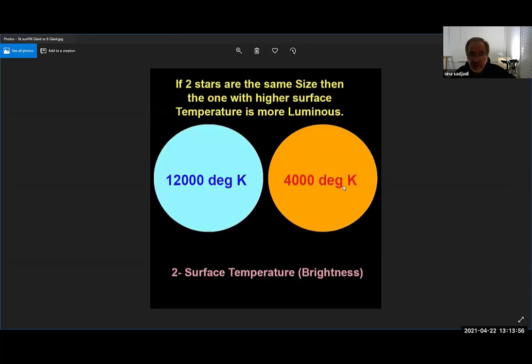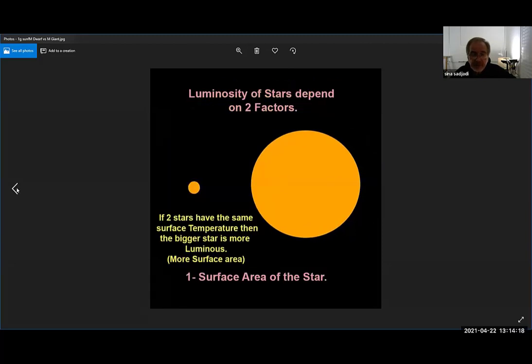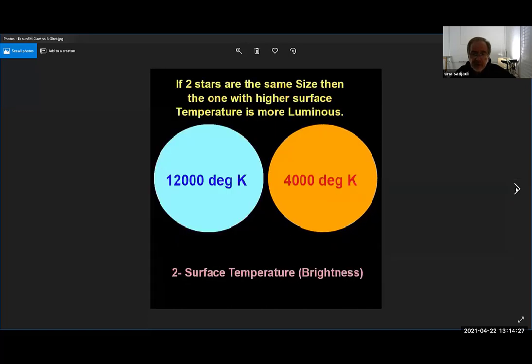Now we have two stars that are exactly the same size, but one of them is hotter. One of them is 12,000 degrees, one of them is 4,000. Which one is more luminous? The one that is hotter, the one that has a higher surface temperature, that one is more luminous. So surface temperature and size, that's how you determine luminosity. You know that's going to be one of the questions. So what makes something luminous? Surface area and surface temperature.